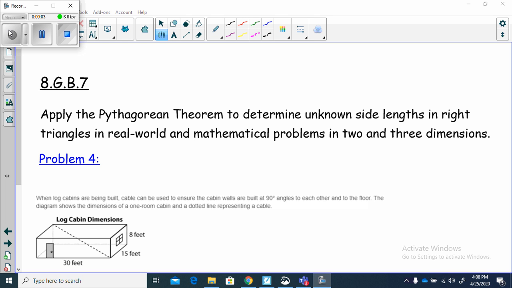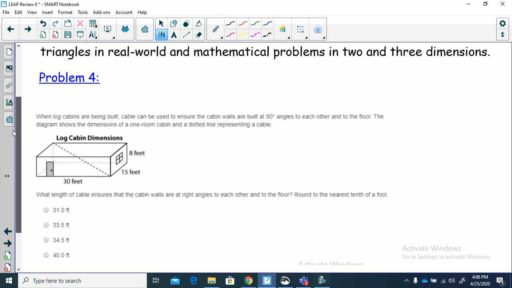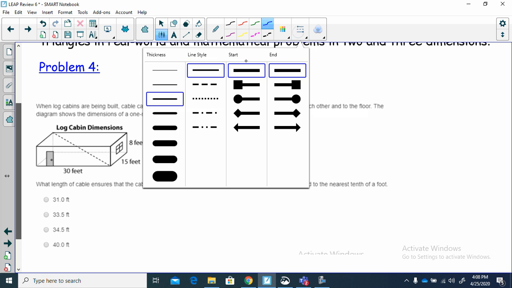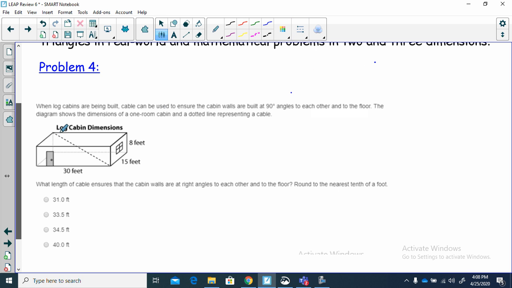This is problem 4 of standard 8GB7, where we're going to apply the Pythagorean theorem to determine an unknown side length in a right triangle, but in this case, it's in a three-dimensional figure. In other words, we're going to be looking for the diagonal. So let's look and see where the diagonal is actually located in here. On the back of this rectangular prism, back top to the front bottom, that's our diagonal that we're looking for.